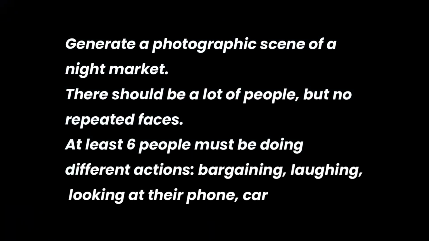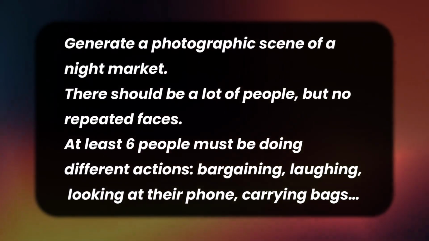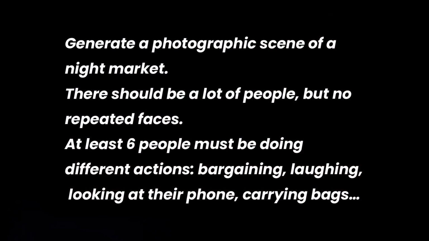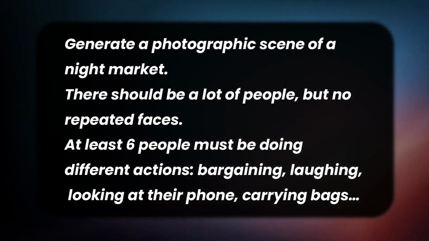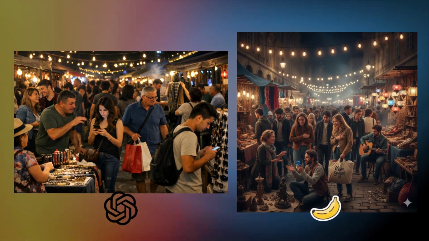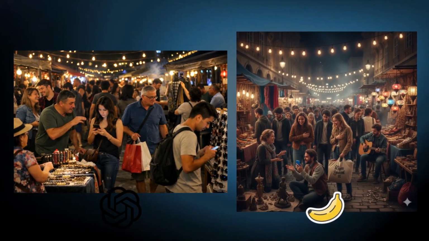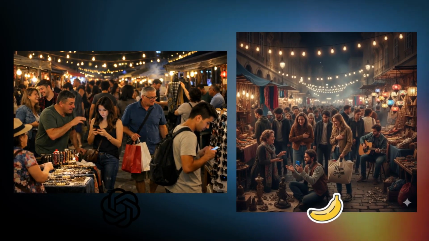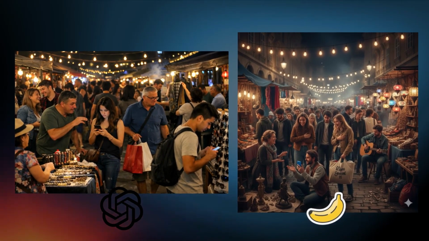And I'm going to create another one where I'll ask it to generate a photo scene of a night market. There should be many people, but without repeated faces. At least 6 people must be doing different actions: haggling, laughing, checking phones, carrying bags. This is where limitations often appear. In multilingual settings, accents break or the model mixes up letters. In crowds, features get duplicated or look uncanny. With styles, sometimes the model chooses a look it prefers rather than what you requested.